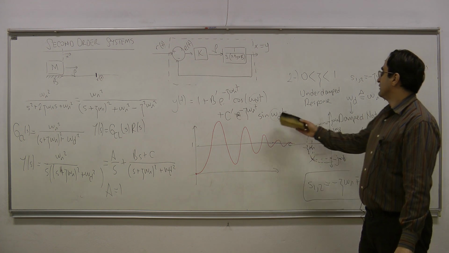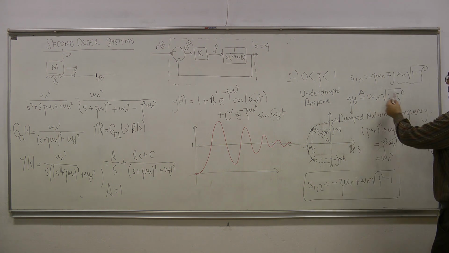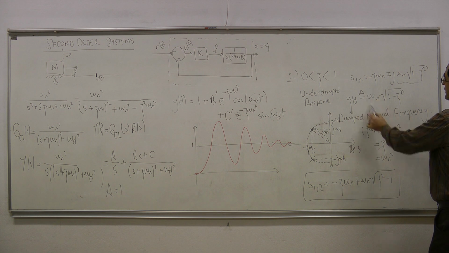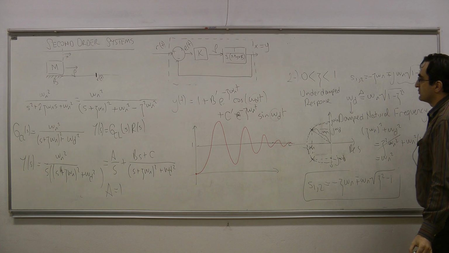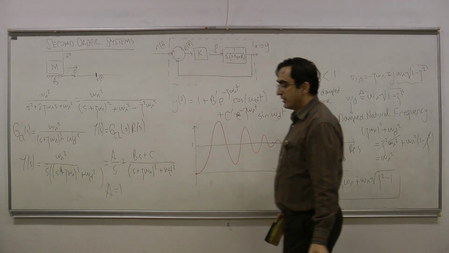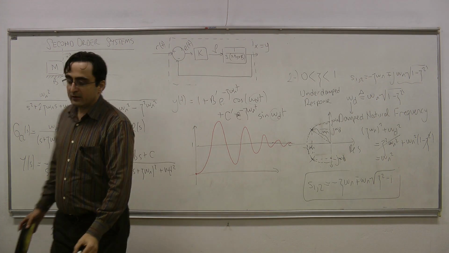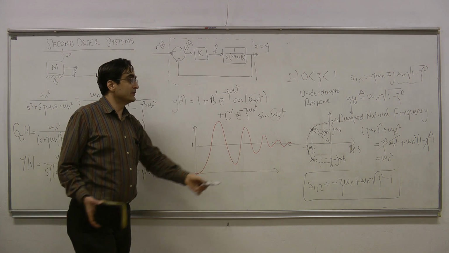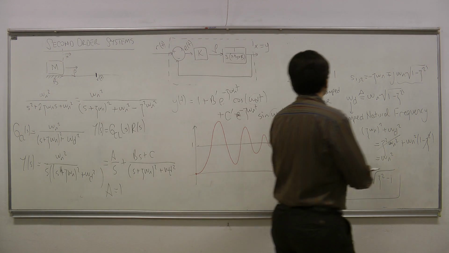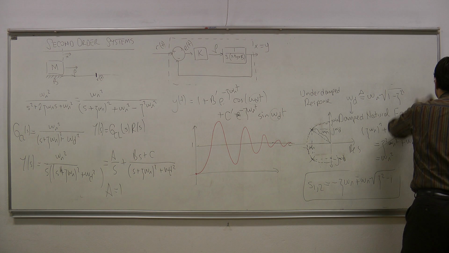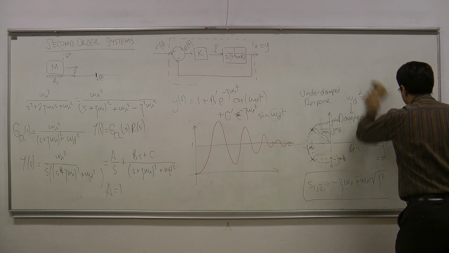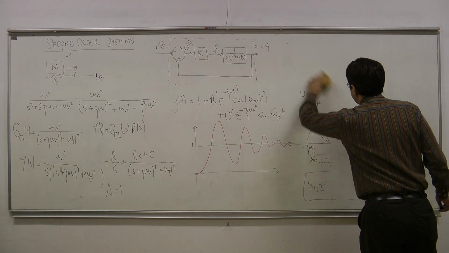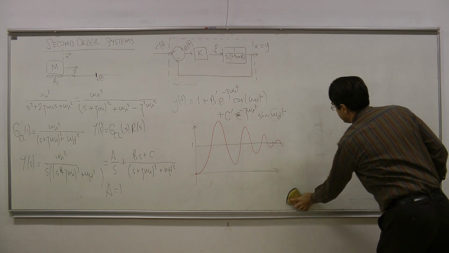Okay? And this is in general smaller than... so this number is between 0 and 1. That means that omega d is actually smaller than omega n. It's a smaller frequency than the undamped natural frequency, but it is the frequency of oscillations in the case of an underdamped response. So that explains the name that we gave to that frequency.